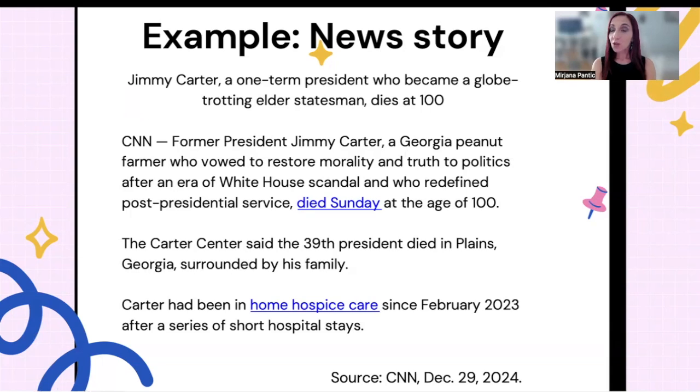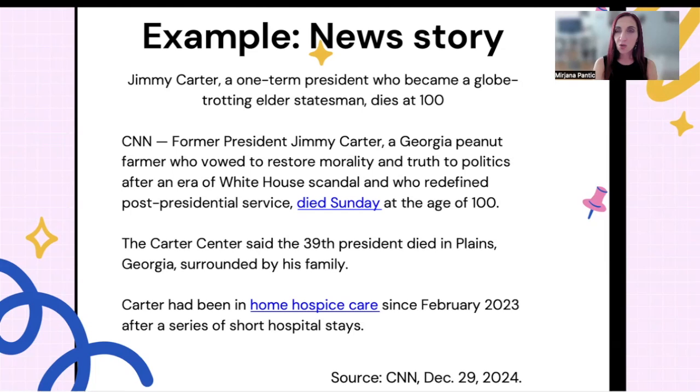So let's take a look at the lead of the story. Former President Jimmy Carter, a Georgia peanut farmer who vowed to restore morality and truth to politics after an era of White House scandal and who redefined post-presidential service, died Sunday at the age of 100. The Carter Center said the 39th president died in Plains, Georgia, surrounded by his family. Carter had been in home hospice care since February 2023 after a series of short hospital stays.